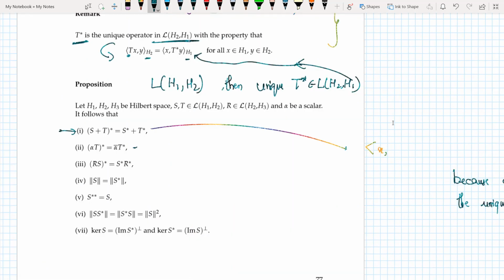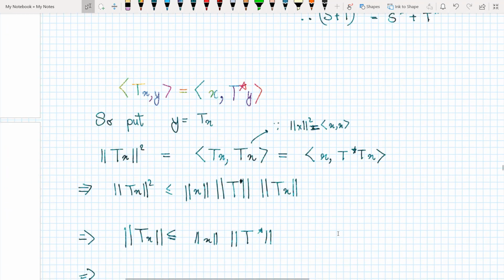Now we skip identity number 3 and start with identity number 4. We need to prove that the norm of T is equal to the norm of T star. We start with the inner product of Tx, y, which equals the inner product of x, T star y. And now we put y equal to Tx.